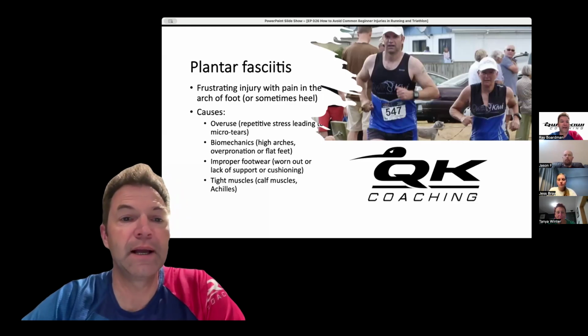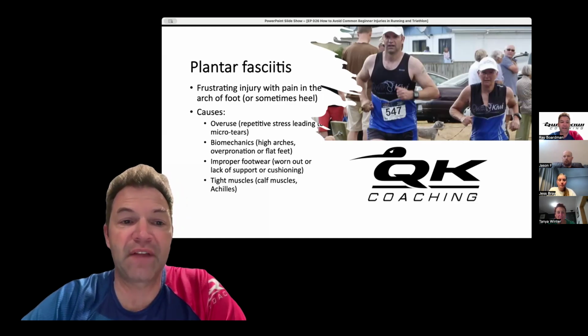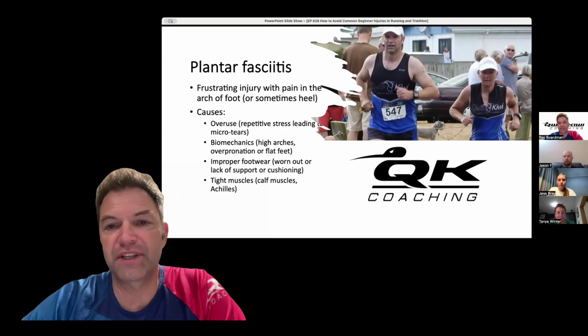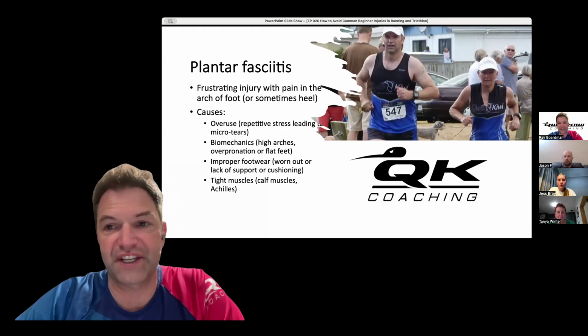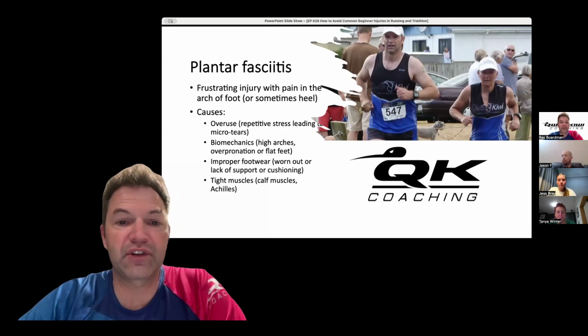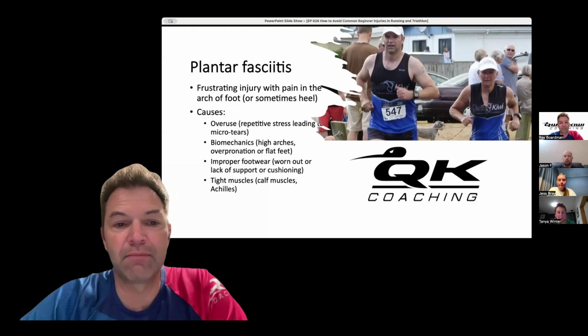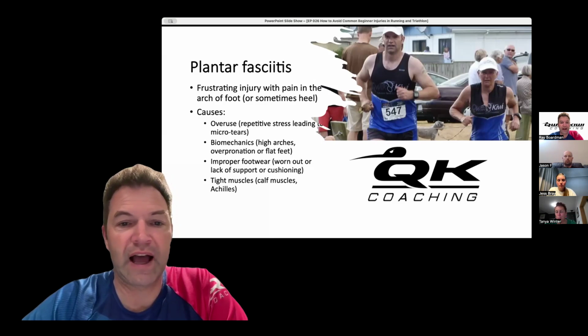And the last one here, plantar fasciitis. It's very frustrating if you've ever suffered from it. And it's pain in the arch of the foot, and sometimes that could also manifest in the heel. Repetitive stress leading to micro tears in the plantar fascia, which goes under your foot. Basically, it's sort of like an extension of the Achilles. It basically attaches into the same point in the heel.